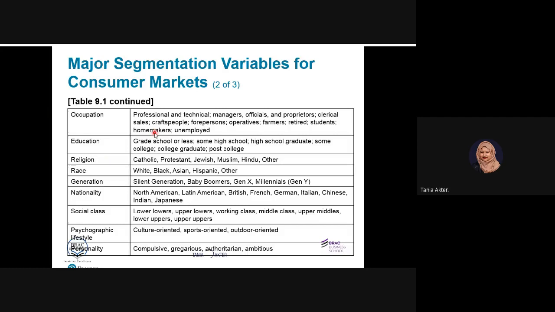Demographic can be based on age, family size, family life cycle, gender, income, occupation, education, religion, race, generation, nationality. These are all demographic. This is something you already know, so we are not going to go into specifics on all of this, but I'm going to explain it in a later slide. If you take a look at these later points, social class, these are actually psychographic segmentation. In terms of social class: lower, upper lower, working class, and so on. Psychographic lifestyle could be culture oriented, sports oriented, outdoor oriented. Personality traits could be compulsive, gregarious, authoritarian, ambitious.